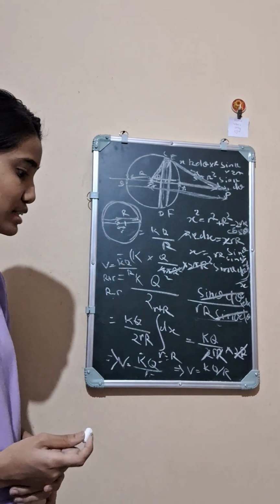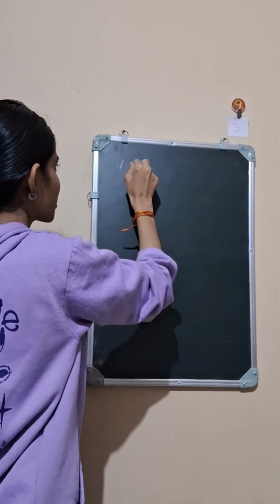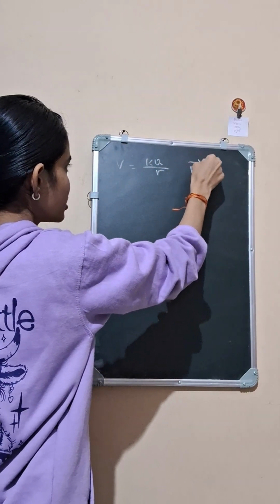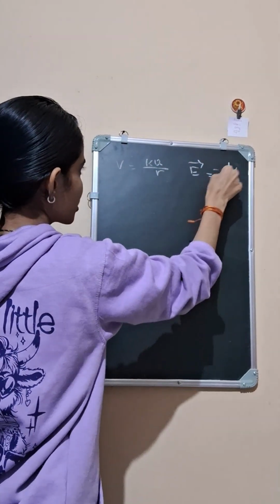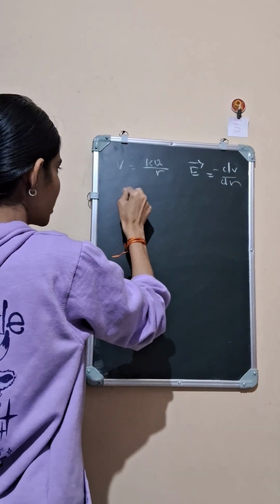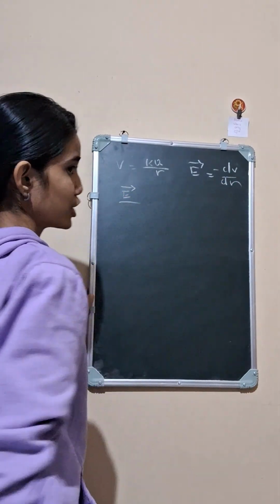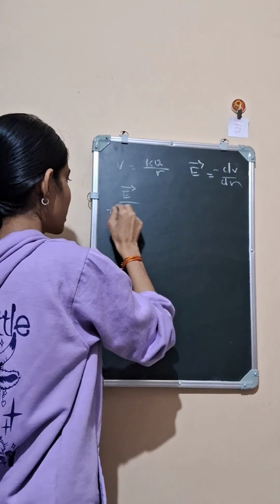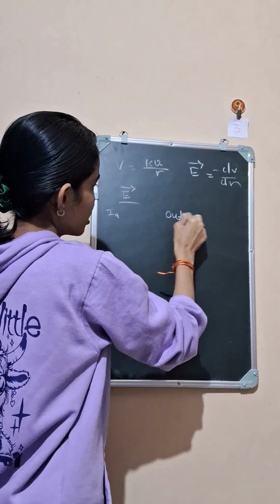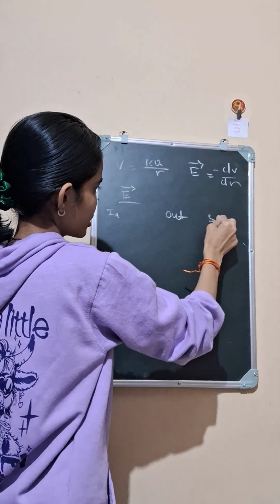So first let me erase it. That potential is k q by r. Field is the negative gradient of potential. So we can use this formula and calculate the electrostatic potential due to a charge at a point inside the spherical shell, outside the shell, and on the surface.